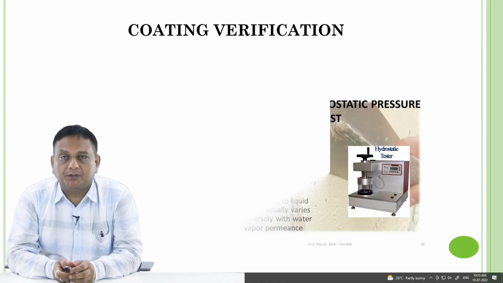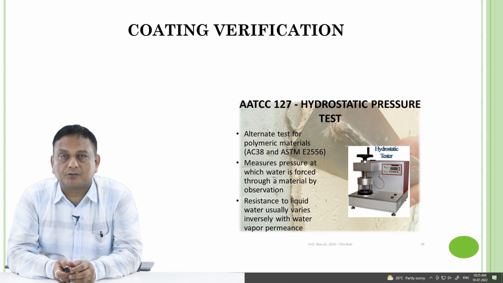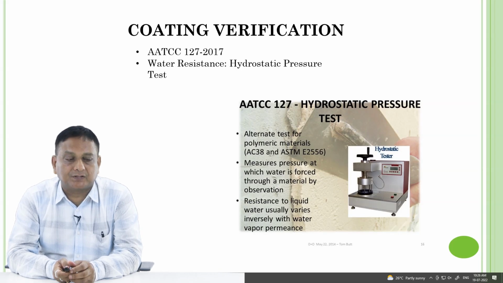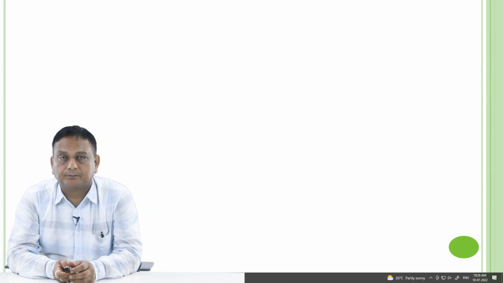Coating verification, when you are talking about it, there is also one test method available, that is called the hydrostatic pressure test, and this is again written in AATCC 127. So one needs to follow this particular method to verify the coating and see whether the coating is appropriate or not. Okay, so this is called the water resistance hydrostatic pressure test. So this is carried out in that fashion.